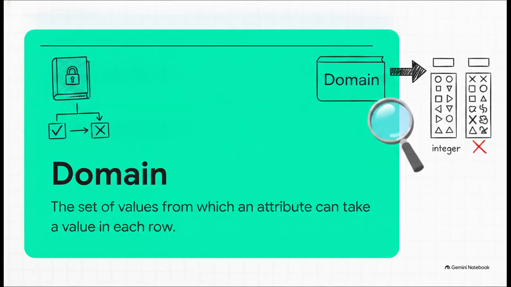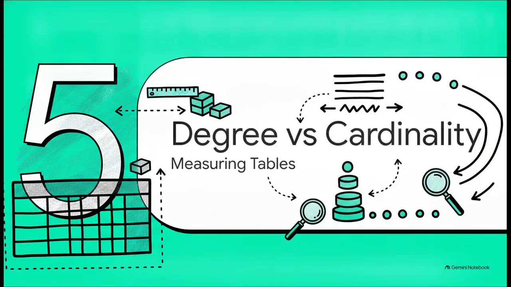We also need to talk about the domain. You can think of the domain as the strict, non-negotiable rulebook that dictates exactly what kind of values are allowed inside a specific attribute. For example, if you have a roll_number column, its domain is strictly integer values. You absolutely cannot put a letter or a special character in there because it violates the domain. It's built-in quality control. And finally, part five, degree versus cardinality.